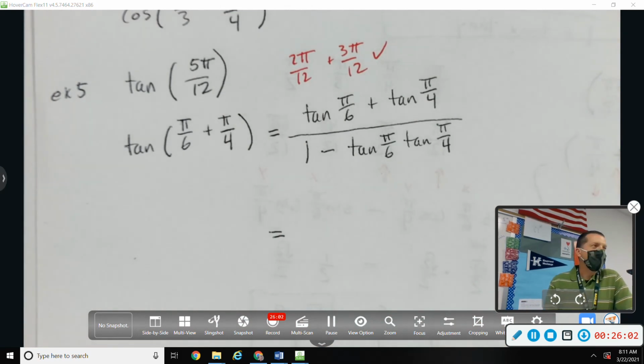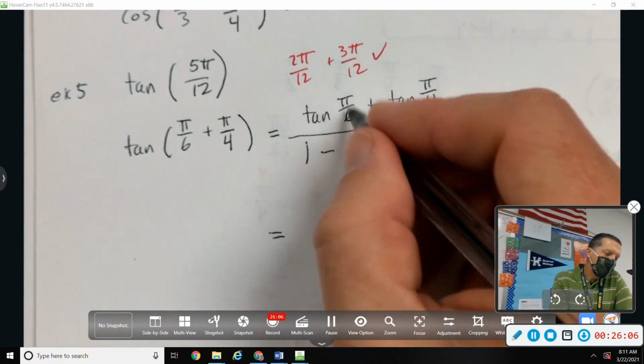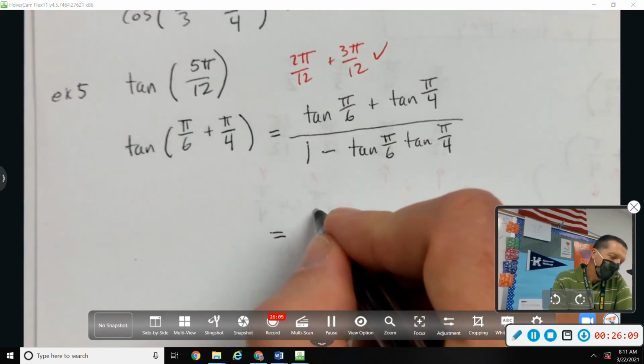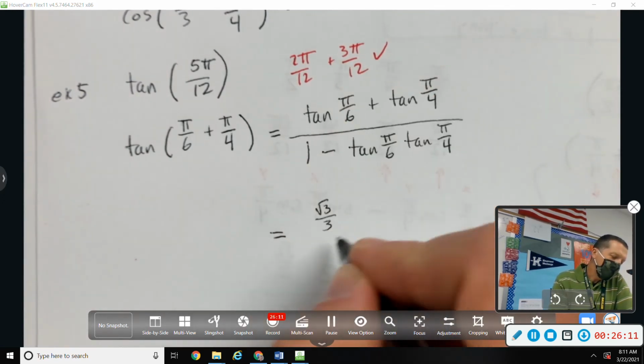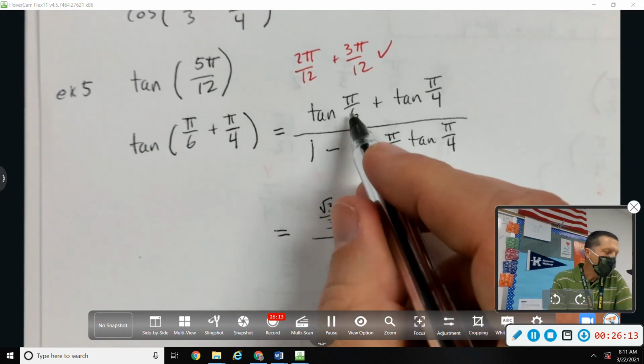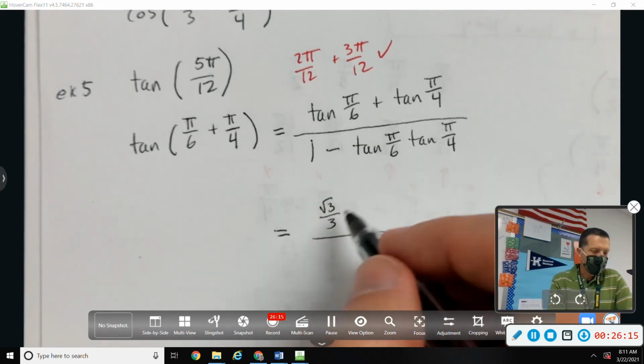So we got a lot of algebra coming on this one. Tangent of pi over 6. Well, the tangent 3 trick is that that's equal to root 3 over 3, because over 6 has 2 3's in it, so it's root 3 over 3.